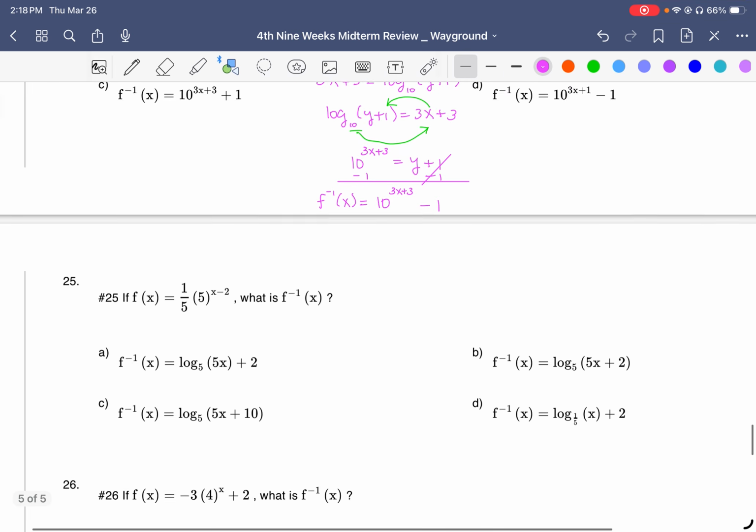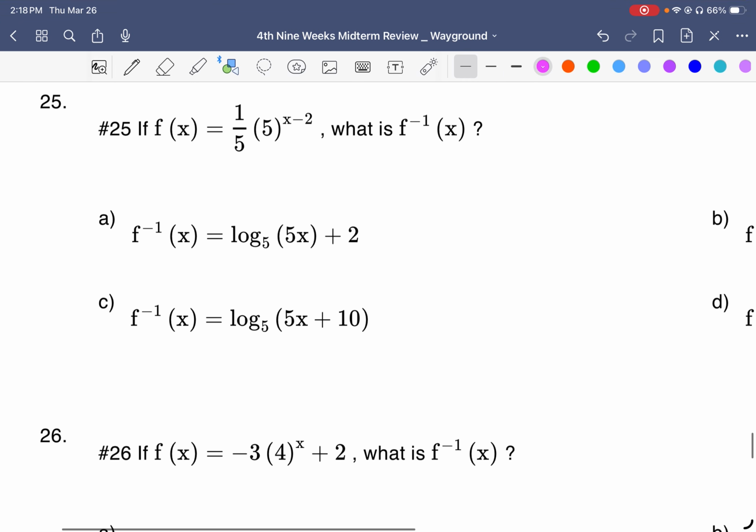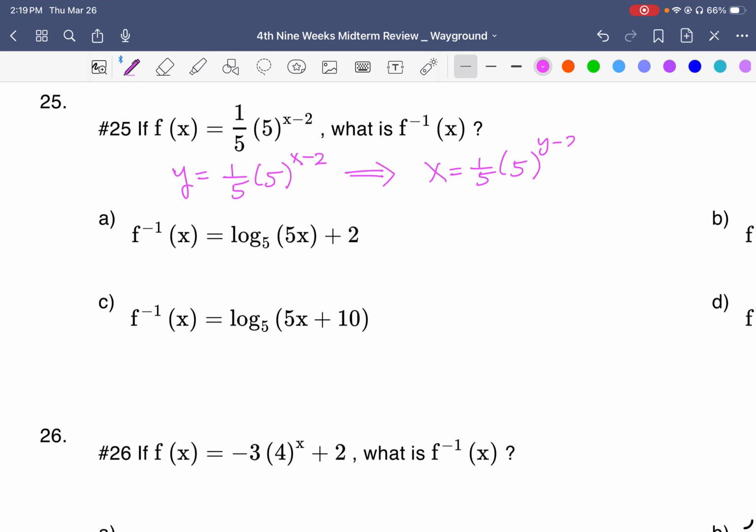Okay, we're almost done. Question 25, we're going to find the inverse again. These steps are going to get kind of repetitive. Change f of x to be y, and then swap x and y. So x equals 1 over 5 times 5 to the power of y minus 2. Okay, now there is nothing to add or subtract because this moves as a unit. So the only thing that's not part of that would be the 1/5. I can multiply by the denominator on both sides to cancel that out. So now we have 5x equals base 5 to the power of y minus 2.